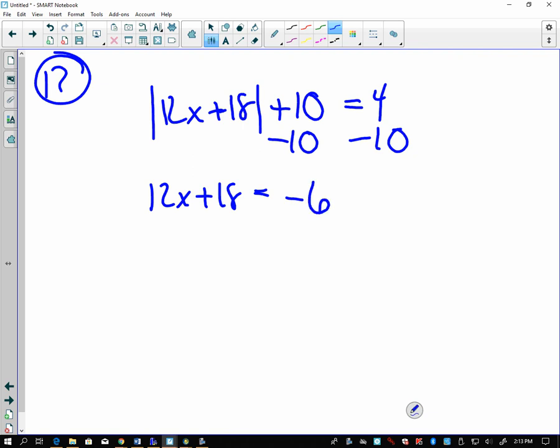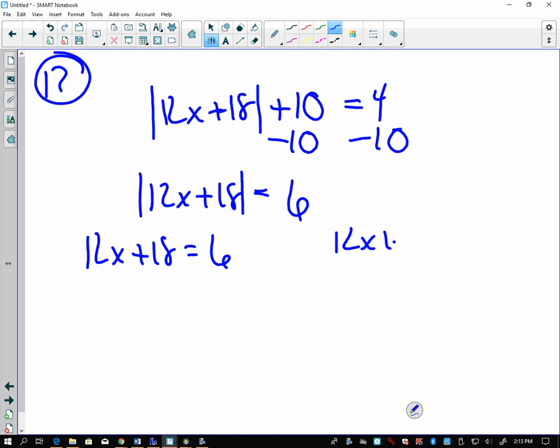Well, let's see. Is there a solution to this? Is this possible? No, because this is still an absolute value, right? Can an absolute value equal a negative number? No. So maybe watch out for things like that. If it did say 6, though, let's say it comes out positive, I'm going to do 12x plus 18 equals 6, and 12x plus 18 equals -6. So be ready to do all of that, okay? And be ready, it might be no solution. That's a possibility.